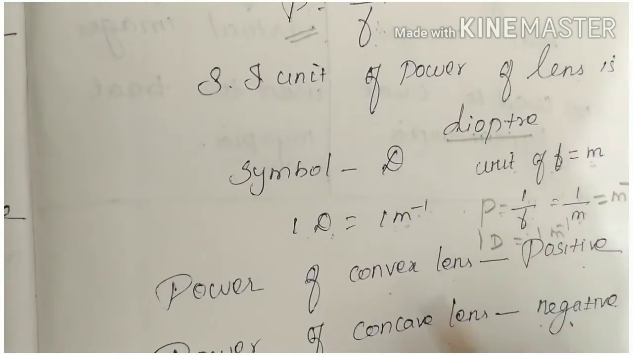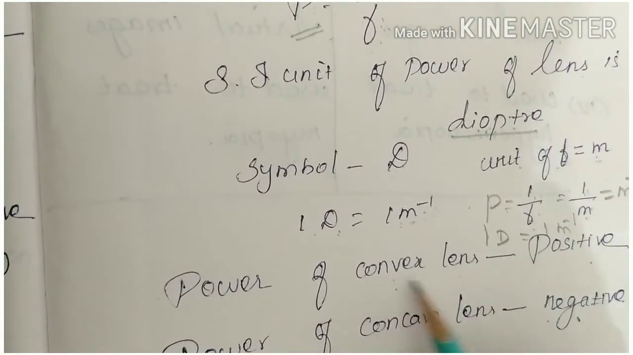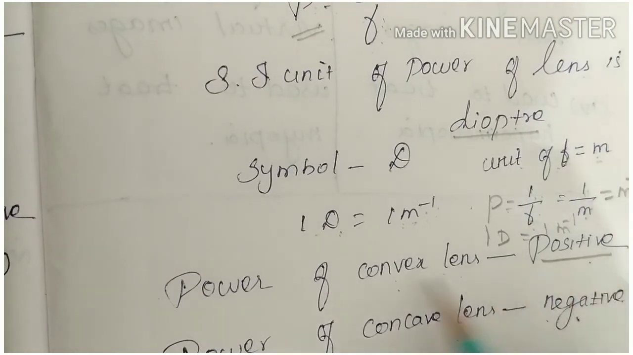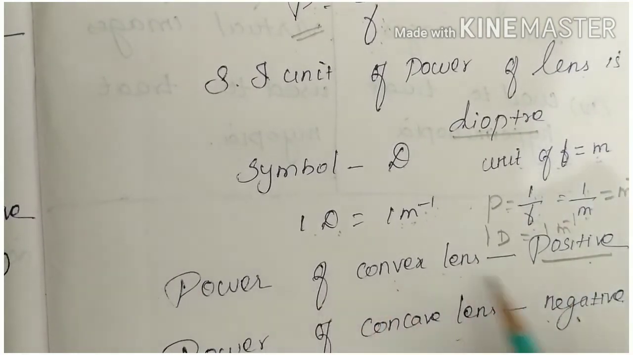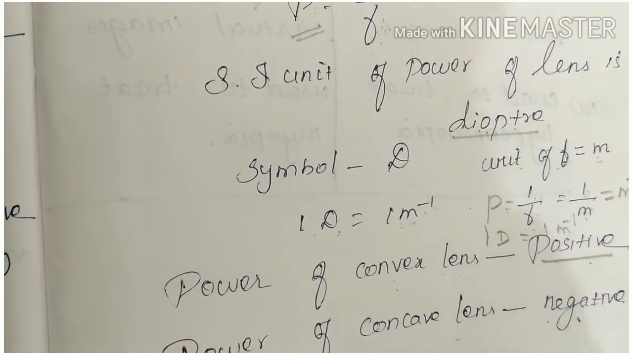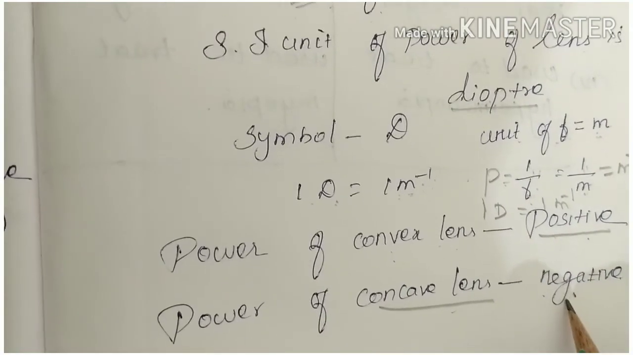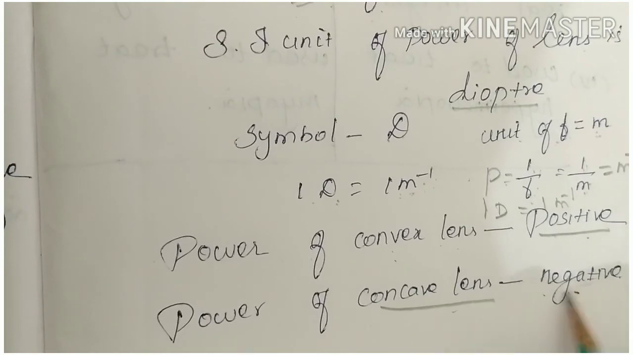For a convex lens, the power of the lens is positive, and for a concave lens, the power of the lens is negative.